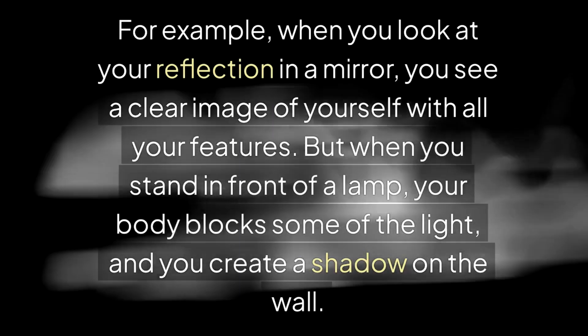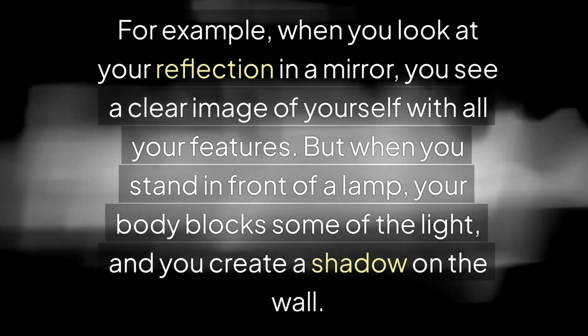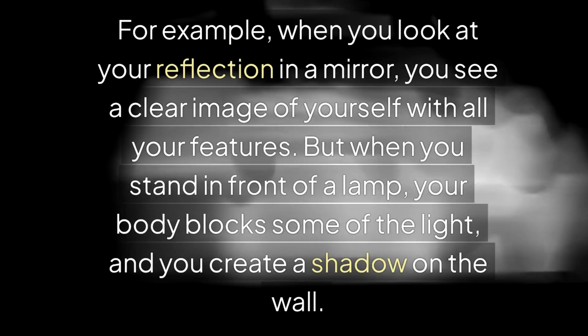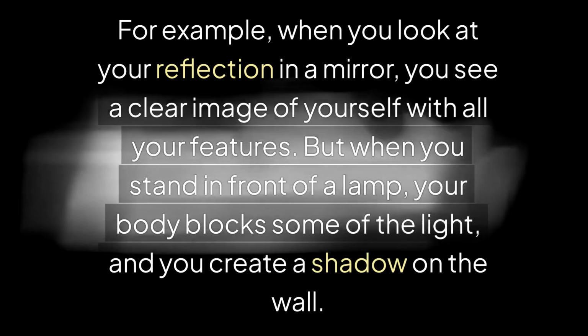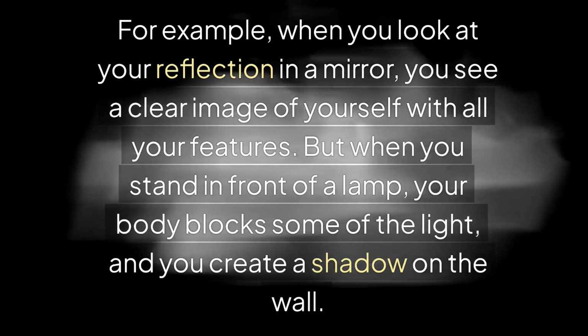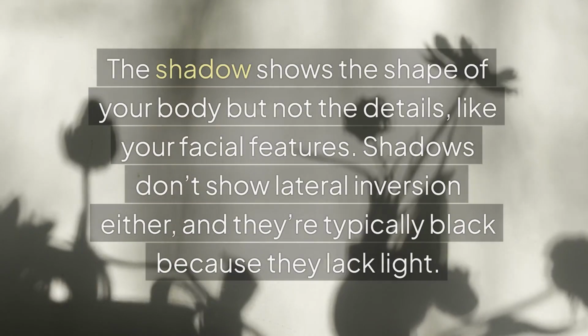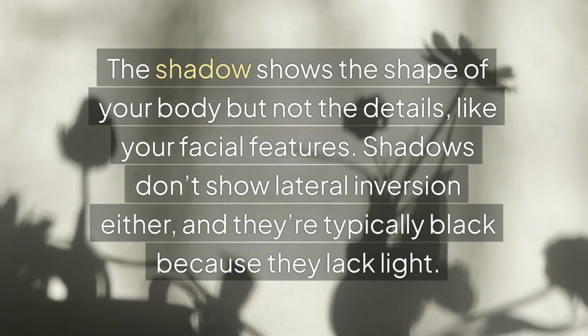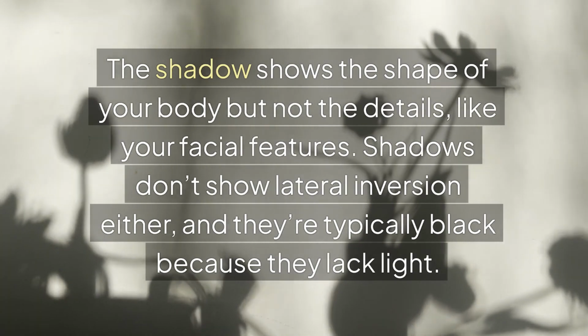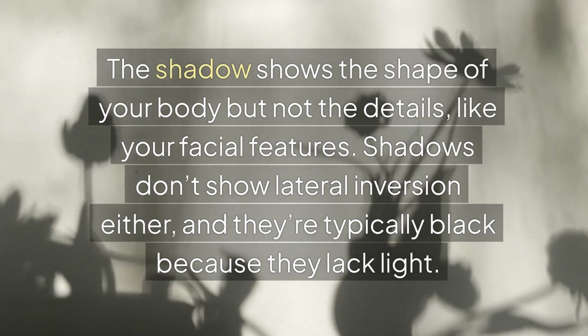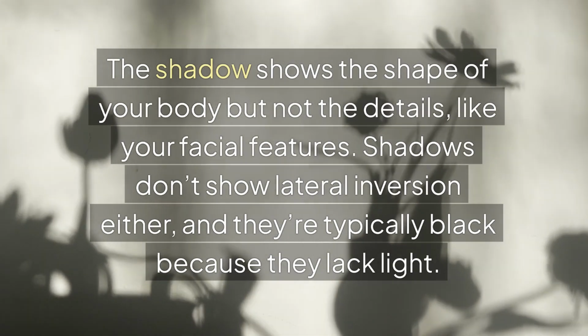For example, when you look at your reflection in a mirror, you see a clear image of yourself with all your features. But when you stand in front of a lamp, your body blocks some of the light, and you create a shadow on the wall. The shadow shows the shape of your body but not the details, like your facial features. Shadows don't show lateral inversion either, and they're typically black because they lack light.